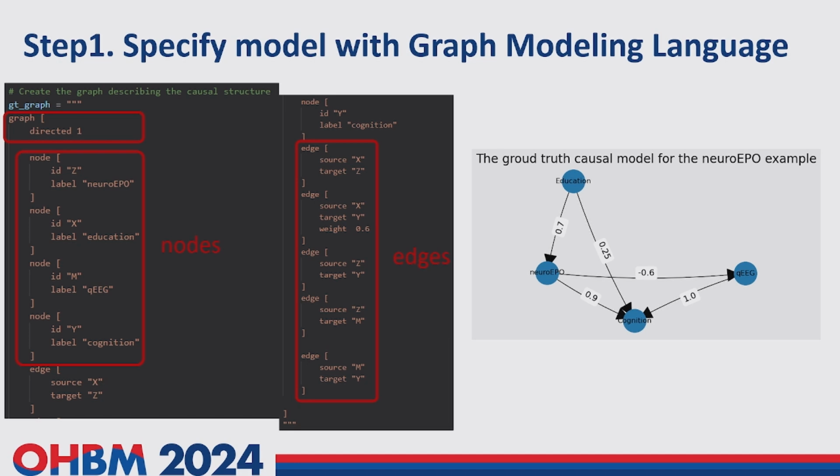First, we're using a string to describe this graph. We say whether this graph is directed or undirected. For a causal mechanism, it's always directed because we need to know the mechanism, who goes to who. Now you need to define your nodes. I have a node ID, which is Z, and its label, its name, is neural EPO. Then you define all the nodes, you define all the edges, and then the graph is here.